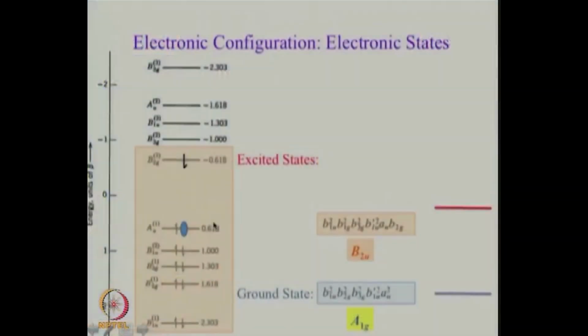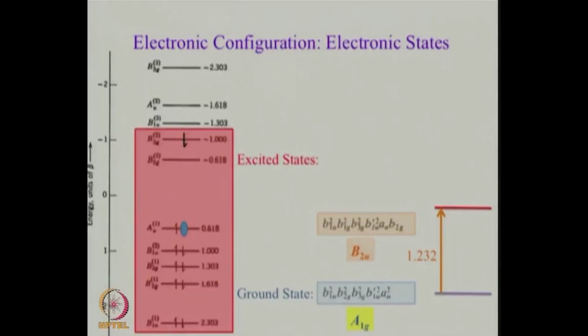Next, okay, well, let us finish this. What is the energy? This one is 0.618 HOMO and LUMO is minus 0.618. What is the energy gap? 1.232. So, that transition should have energy of 1.232. What kind of transition is it? Singlet AG to singlet B2U transition. Okay. Now, next let us think of another one.